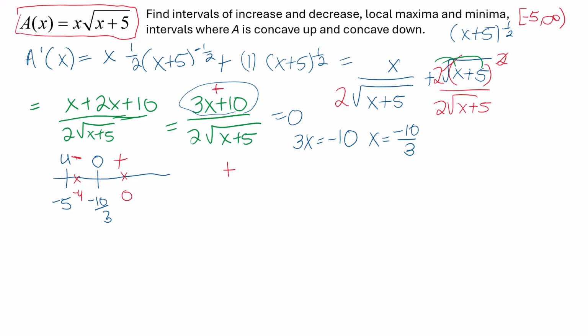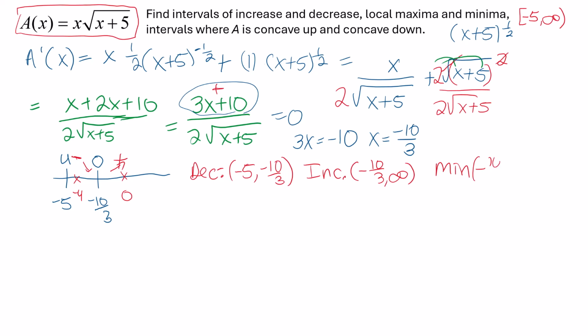Okay, so what did we find out? We've got our sign pattern, and we found out that it's decreasing from -5 to -10/3, and then it's increasing from -10/3 to infinity. And so at -10/3 it was decreasing, then it's increasing, and so that's going to be a local min. So we've got a min at -10/3, and we need to plug -10/3 in the original function.